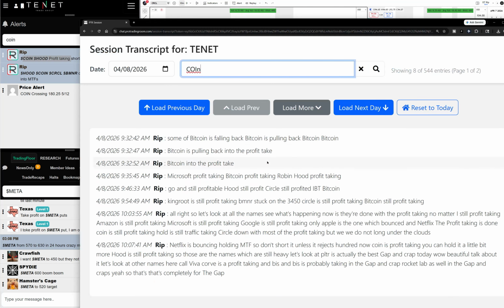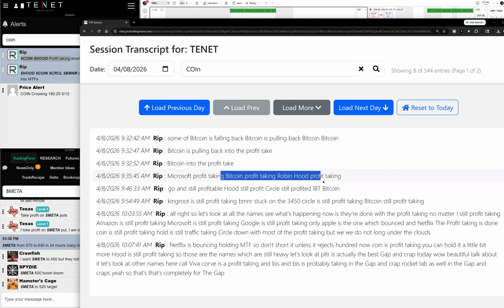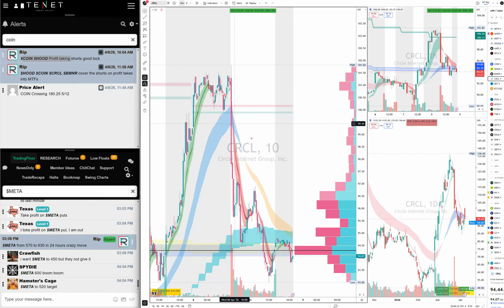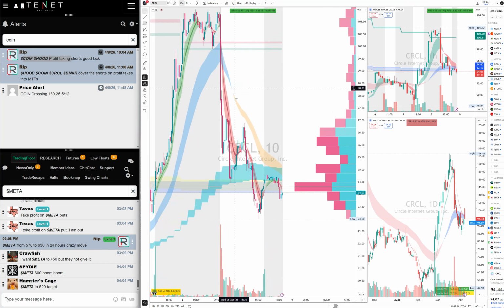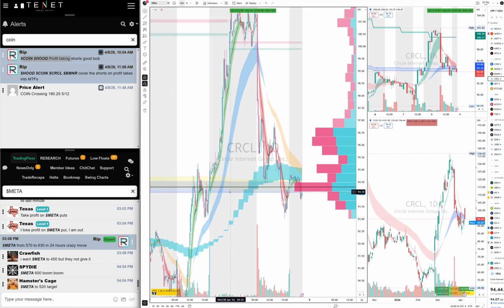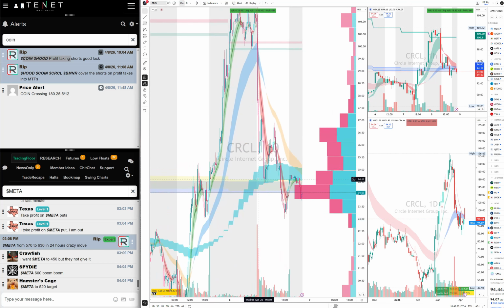I'm showing you my voice guidance there, how all these names were short. Let's take a look here. In the morning, Bitcoin profit taking, Robinhood profit taking, Circle profit taking. So you could short Bitcoin with IBIT, and this was the MTF magnet on Circle as well. See, big gap, and that's your opportunity to make money on the short side.